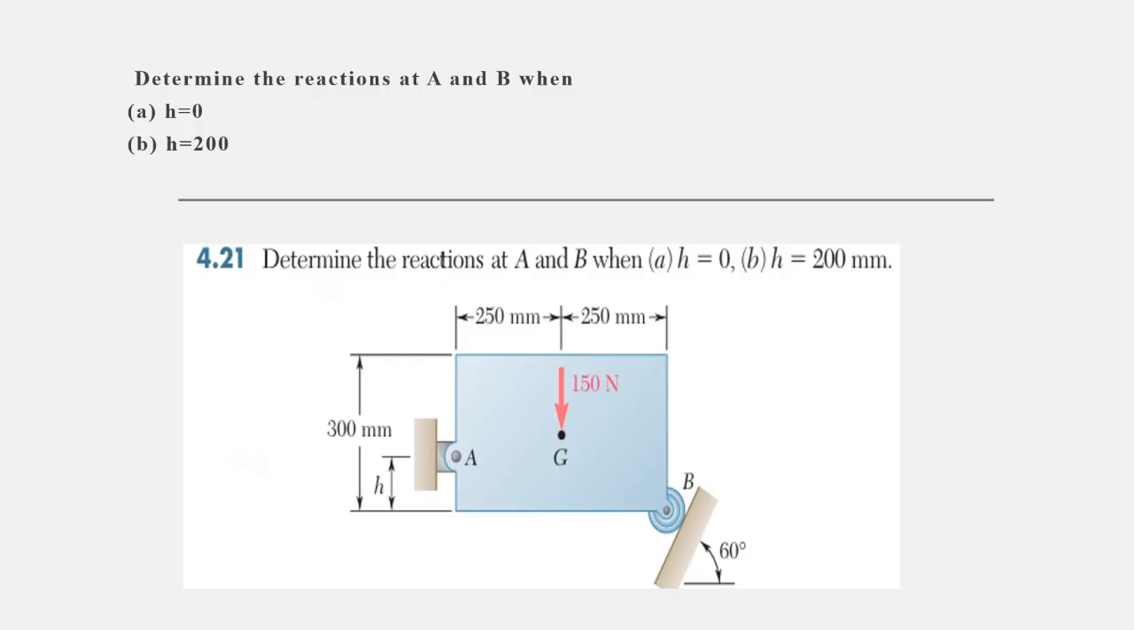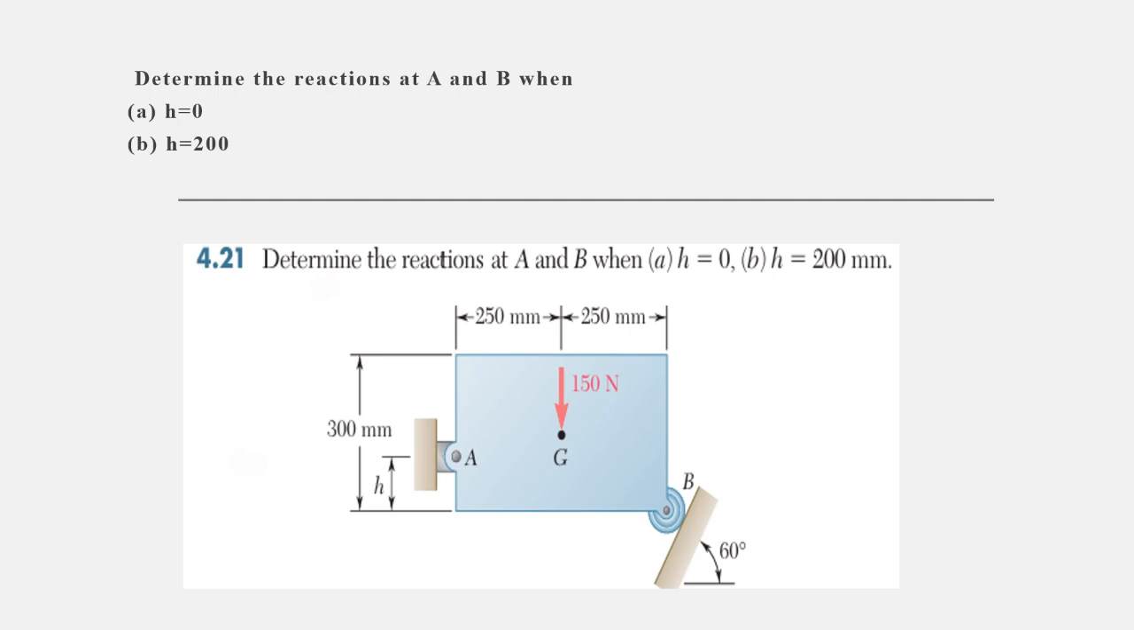So guys, this is the problem, and it states: determine the reactions at A and B when height is 0 and height is 200. So this is A and this is B. Here we can see that A is a hinge and B is a roller. So we know that a hinge will have two reaction components, whereas B will have only one component.